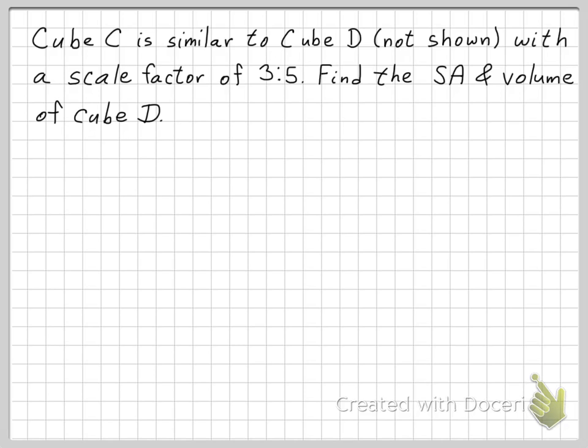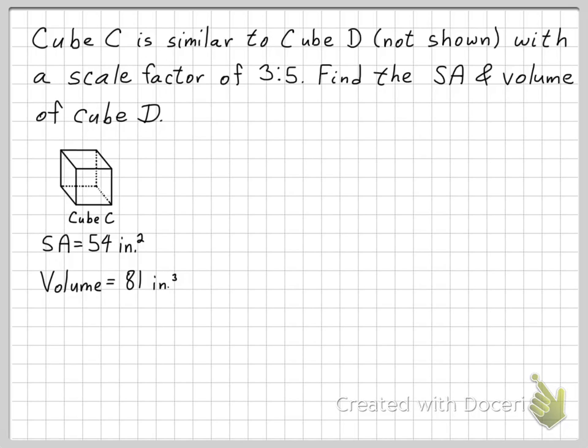So please copy down this prompt. Cube C is similar to cube D, not shown, with a scale factor of 3 to 5. Find the surface area and volume of cube D. And here's cube C. Cube C has a surface area of 54 square inches and a volume of 81 cubic inches. So if we know the surface area and volume of cube C, and we know the scale factor, then how do we find out what the surface area and volume of cube D is?